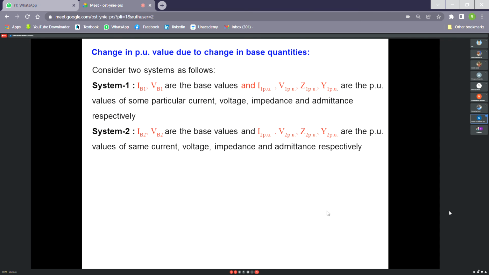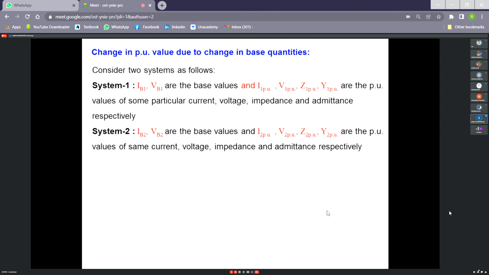Then you see, how will you calculate the per unit value? Say for a generator, how will you calculate the per unit value? All the information is given. We need per unit quantities when it is connected to a power system where there is a change in voltage and current.